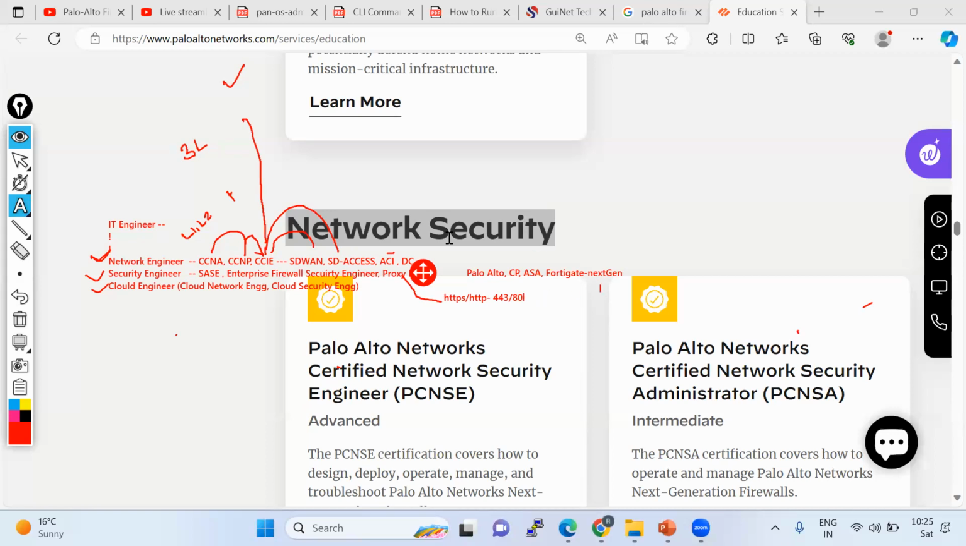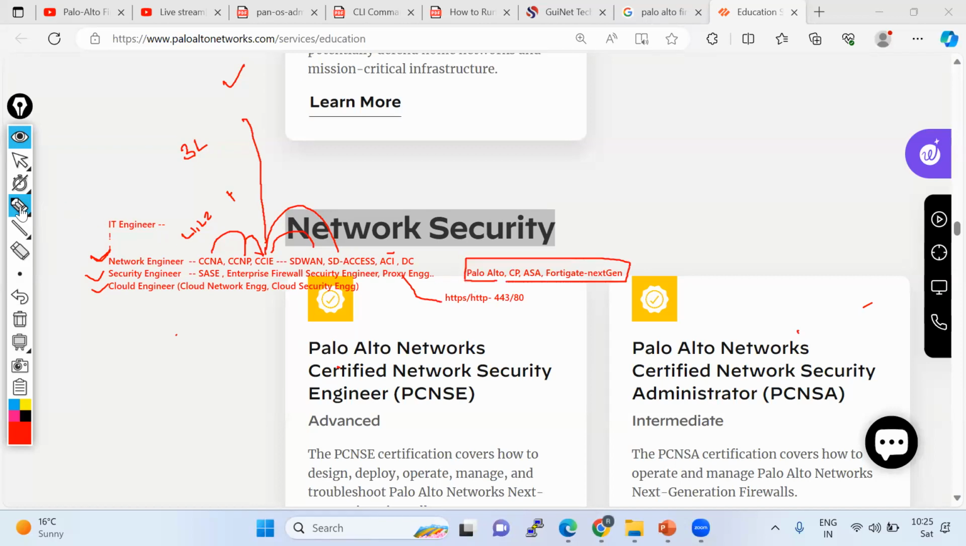Now, SASE architecture is the new concept, and this is the future. If you are a security engineer, you have migrated yourself from CCNA, CCNP legacy networking to security. So you start your journey with Palo Alto, Checkpoint, ASA, and FortiGate firewalls. They are the entry point.